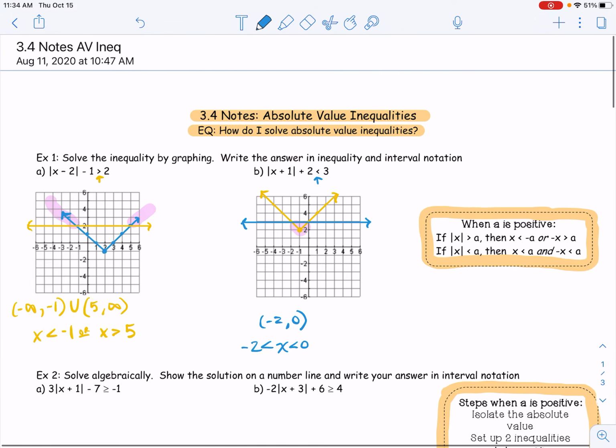Okay, and so that brings us to a little hint, tip, trick, whatever you want to call it. When your a value is positive, so when you get an absolute value being greater than a number that's positive or an absolute value that is less than a number that is positive, we're going to see some things happen. And so that's whenever we get into solving algebraically, which is what we're going to do in example 2.